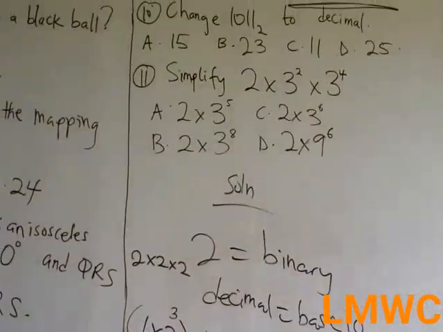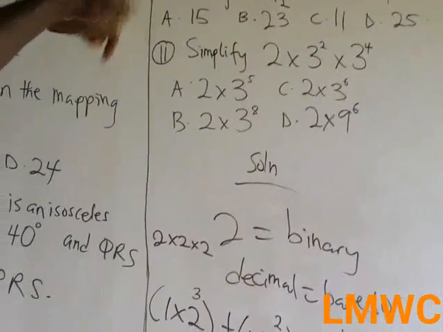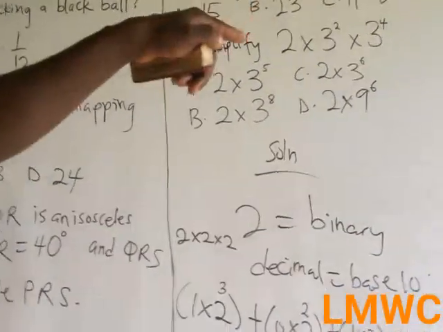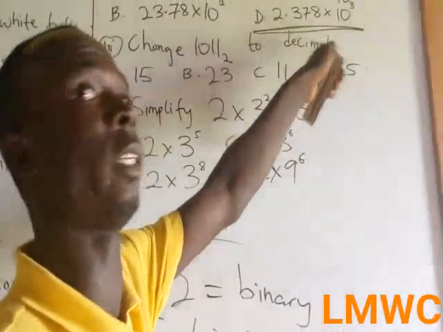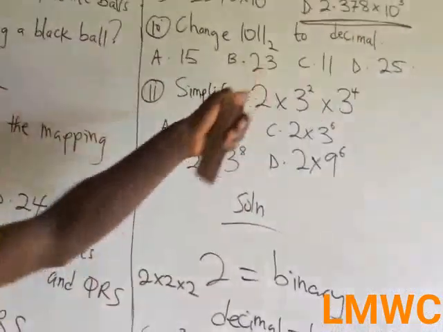This is in base 10. So they can ask you to change this to base 10. They just wanted to trick you. Base 10 is the same as decimal, as I said.